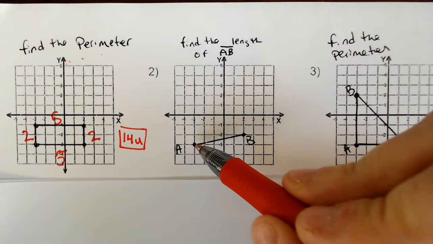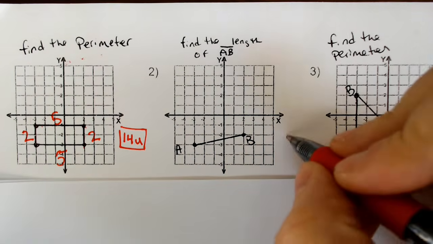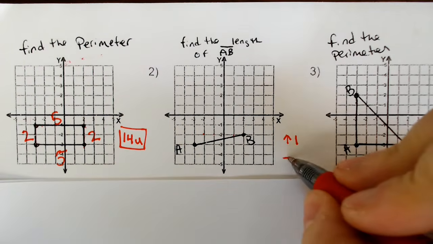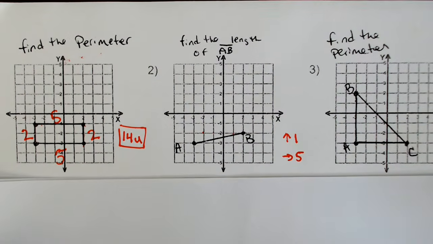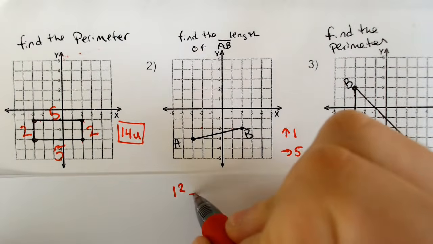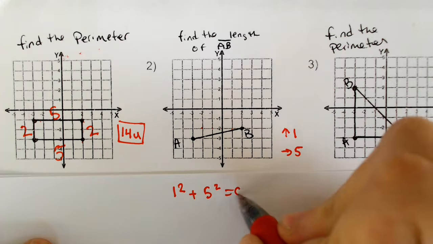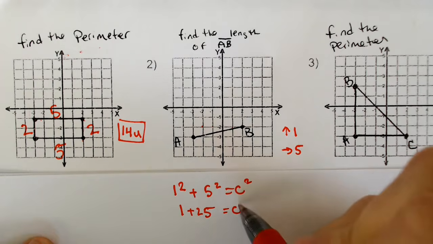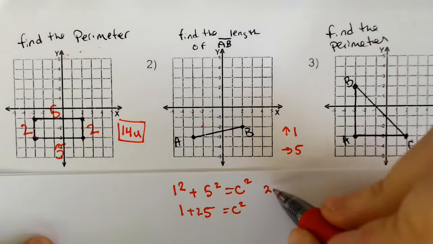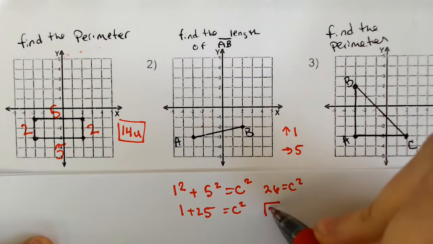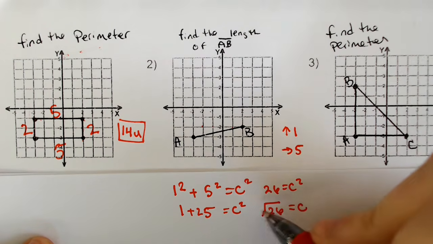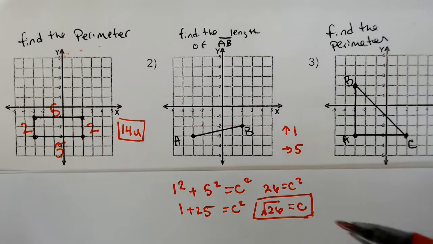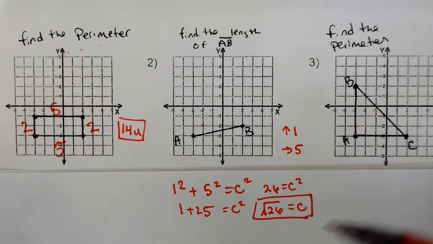So I asked myself, what is the slope? How much did I go up? Well, I went up by 1. And I went over by 1, 2, 3, 4, 5. That is my A and my B for the Pythagorean theorem. So it's going to be 1 squared plus 5 squared equals C squared. And then we add 1 with 25, and that equals C squared. And you get 26 is equal to C squared, and I want to keep this one as the square root of 26 for C, just like so.